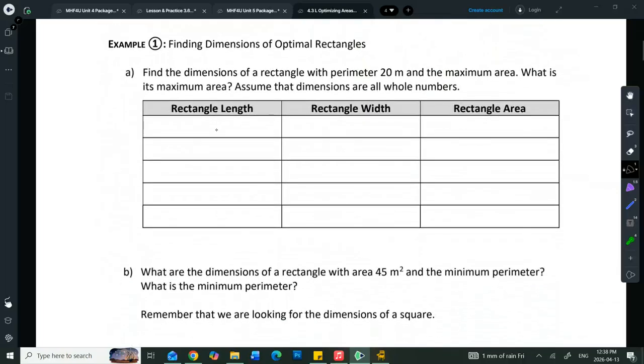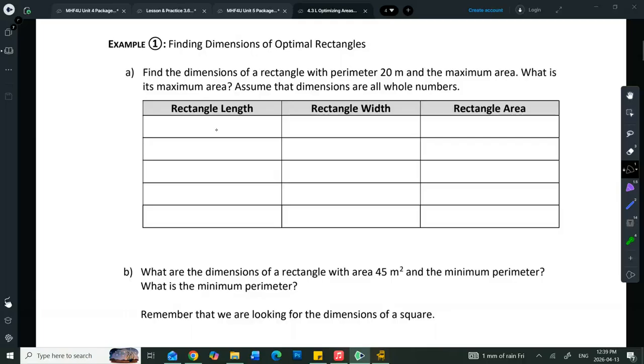All right, so one type of thing that we could look at is finding the dimensions of a rectangle with perimeter of 20 meters that gives us maximum area, and then asking what is that maximum area. One assumption that we're going to make in this type of question is that the dimensions are whole numbers, but sometimes we can have decimals and stuff like that too, and I'll show you an example of that below.